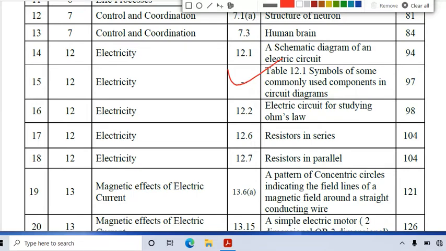Sometimes it will be asked: draw the symbol of a wire joint, switch and all. So you have to practice that table very carefully, Table number 12.1. Next, from the electricity chapter, you have to practice the electric circuit for studying Ohm's law.